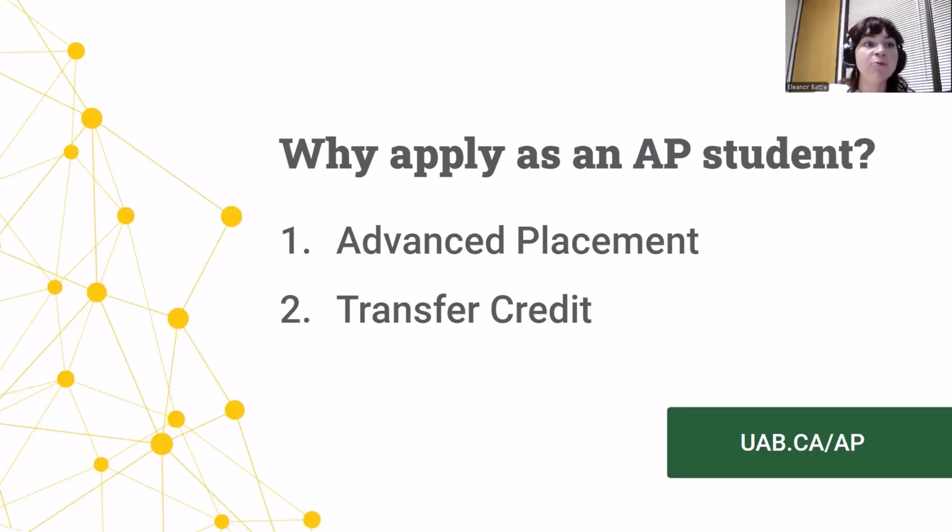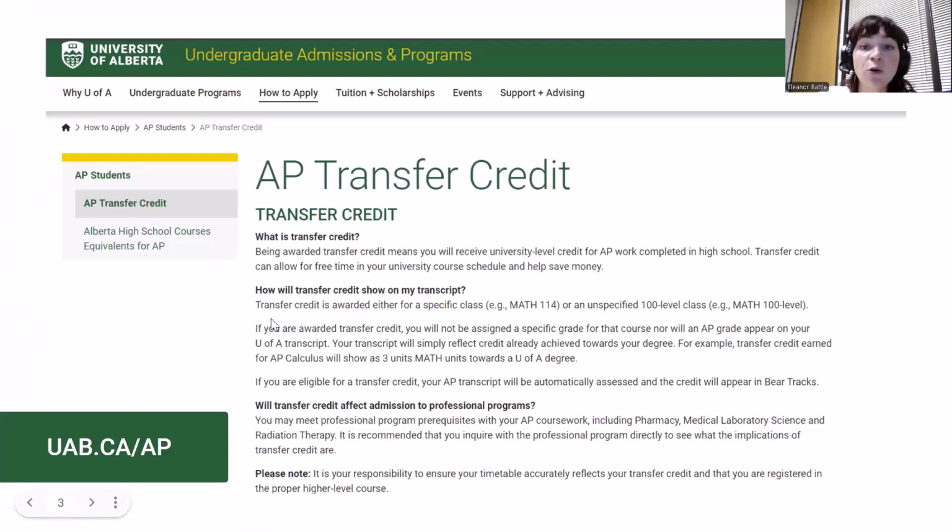Transfer credit is when you get University of Alberta credit for completing selected AP coursework, if you get a 4+ on the exams that you're taking. A full list of AP courses that have an equivalent U of A course eligible for transfer credit can be found at uab.ca/AP under transfer credit. These can also be found in the University of Alberta calendar.